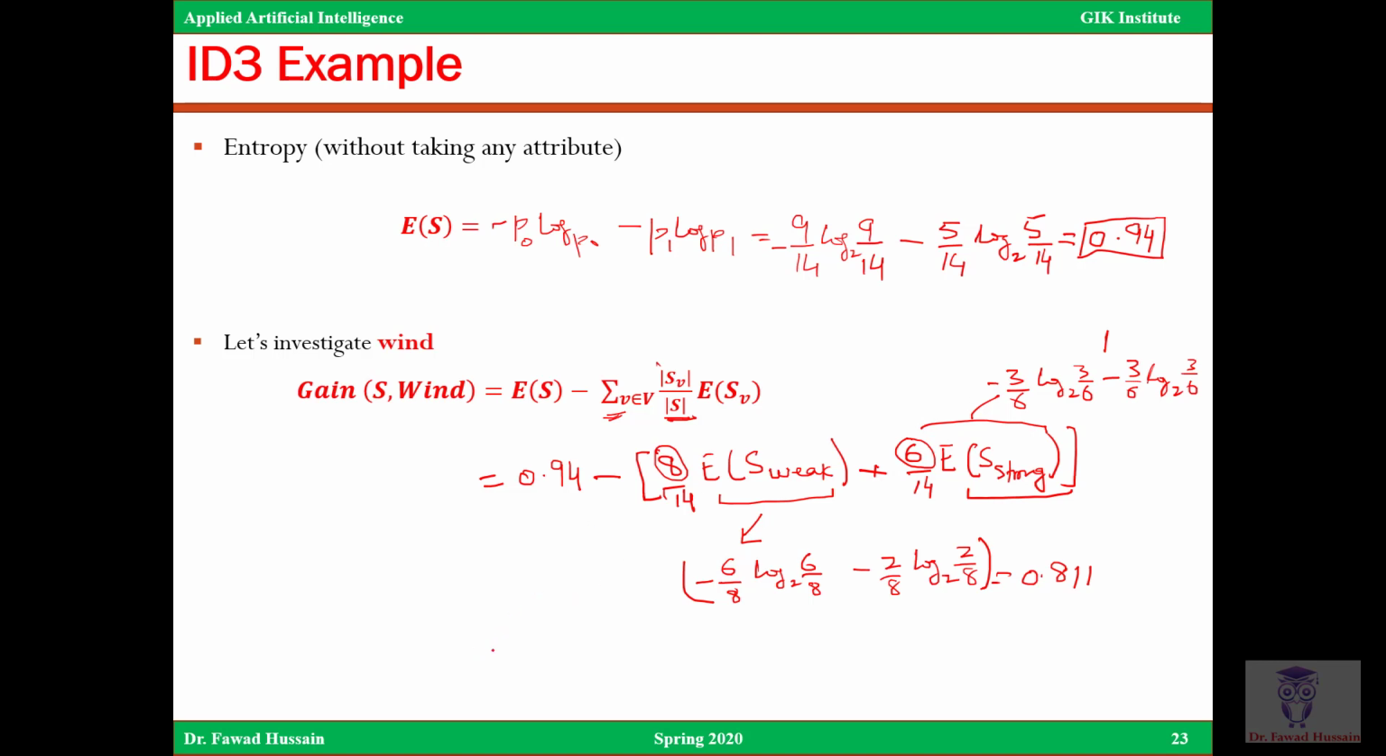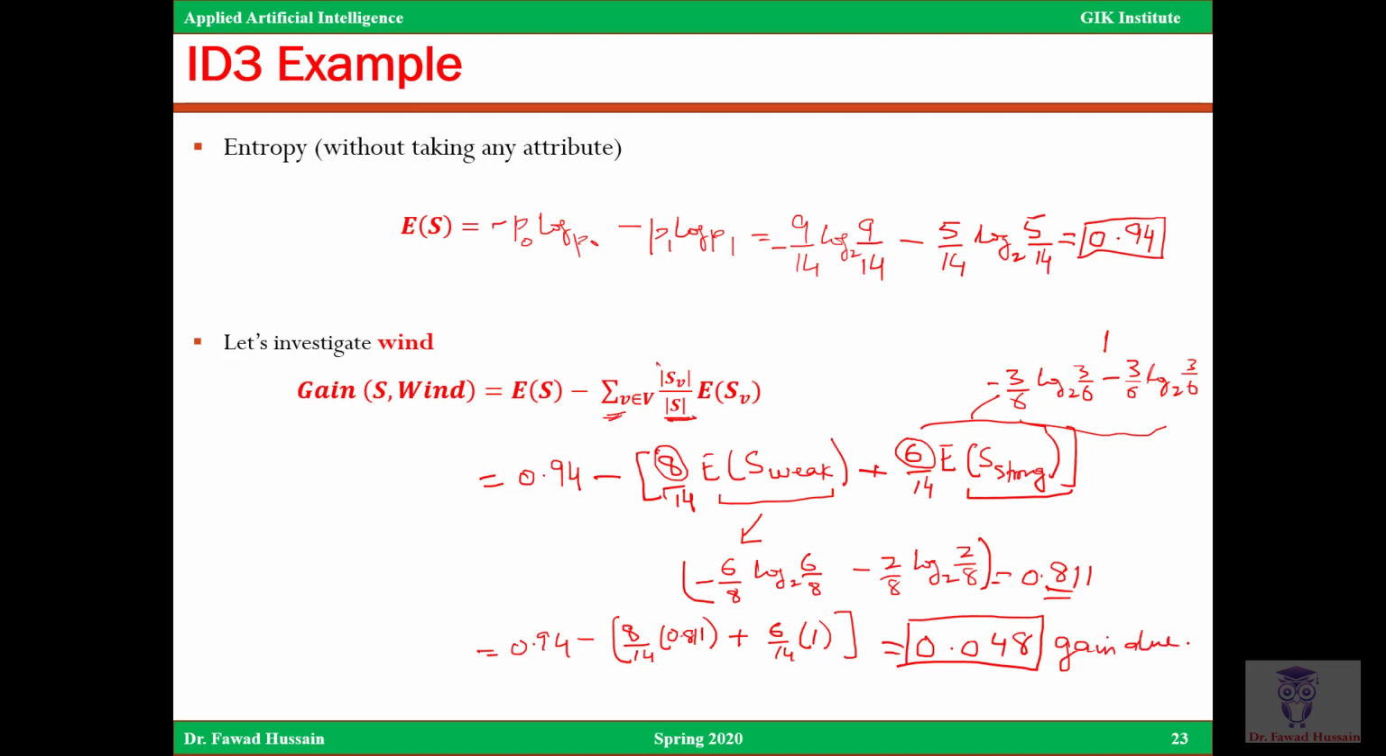So plugging in these values, we can have 0.94 minus, and then here we have 8 by 14 multiplied by 0.811. So we get this value from here, and plus we have 6 by 14 multiplied by 1, because this will evaluate to 1. And this entire thing is going to give us 0.048. So this is the gain that we get due to the attribute wind. So if you use wind as a root node, this is the gain we have.